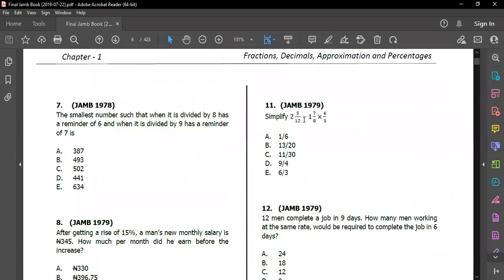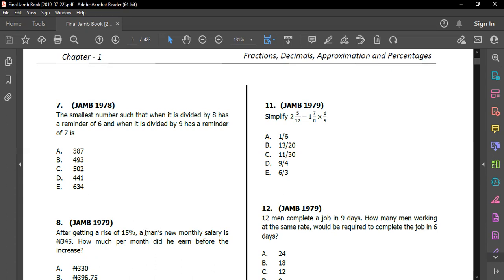This is fraction, JAM 1979. Fraction can come also, like I told you. Look at this question, it's a fraction question. The smallest number such that, that's question 7. The smallest number such that when it is divided by 8 has a remainder of 6, and when it is divided by 9 has a remainder of 7 is a JAM question. It's an application of fraction, okay?